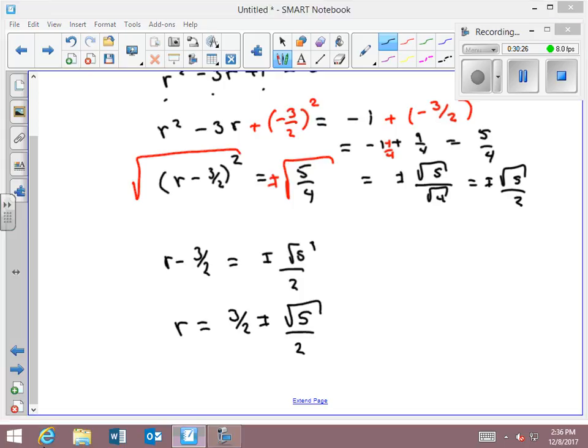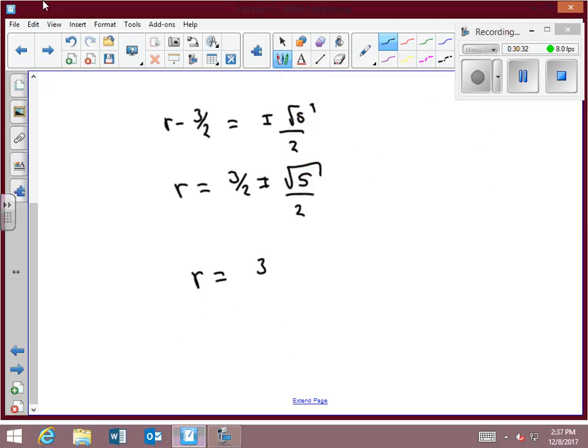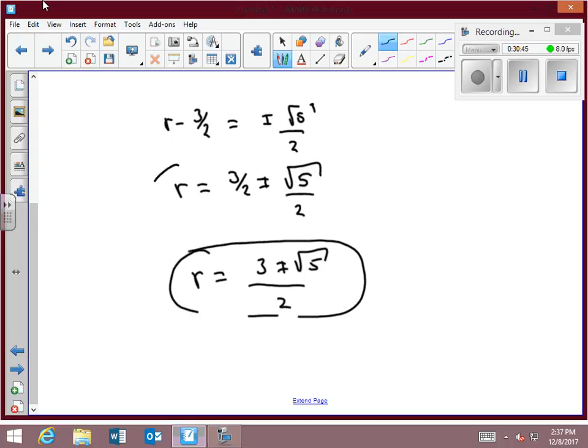Now, if you people that know how to use the quadratic equation, what you would get as an answer is r is equal to 3 plus or minus the square root of 5 over 2. Is that the same as that thing? Yeah. This is the way it would show up when you use the quadratic. This is the way it shows up when you use completing the square.